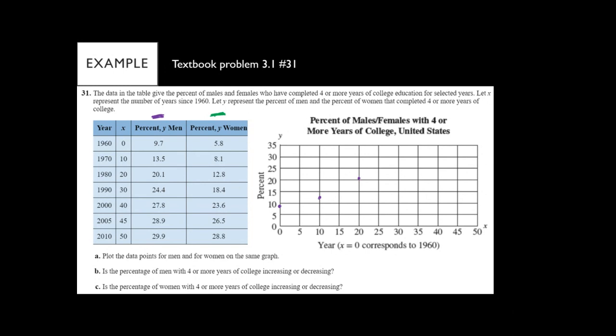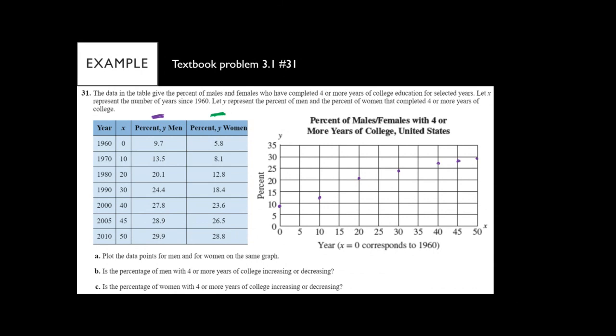Then at 30, we have 24.4, so that's close to 25. 40 is 27.8, so I'm going to say that's about halfway between 25 and 30. Next, we've got 45, which is 28.9, so that's got to be a little higher than my previous one. And then 50 is 29.9, so again, that's going to be higher. So I just got to make sure that I make those look higher.